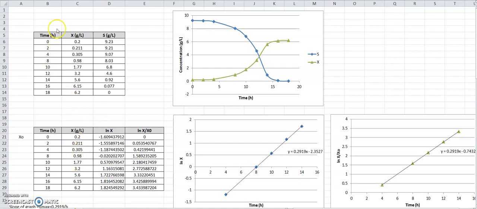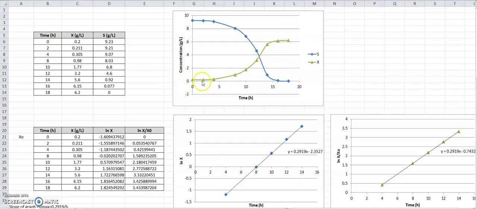The data given are the time, cell concentration and substrate concentration. From the data, we can have a plot of fermentation profiles, as shown here, concentration versus time. Based on the profiles, we can see that there is an increase in the cell concentration and a decrease in the substrate concentration, because the substrate is being consumed as the cells grow.